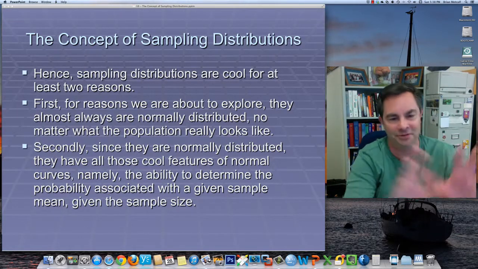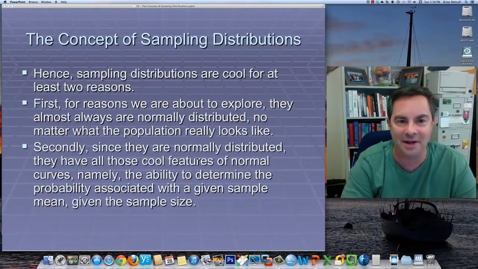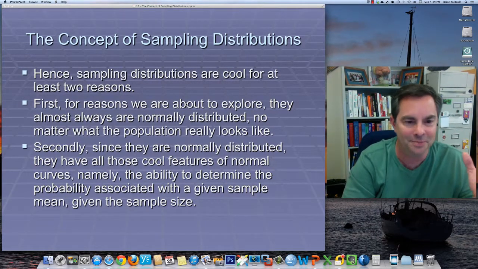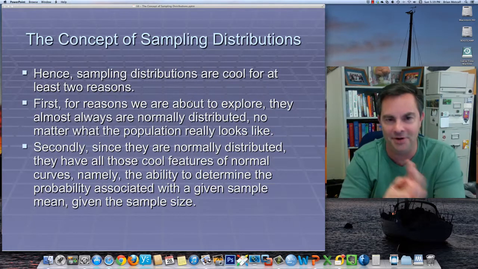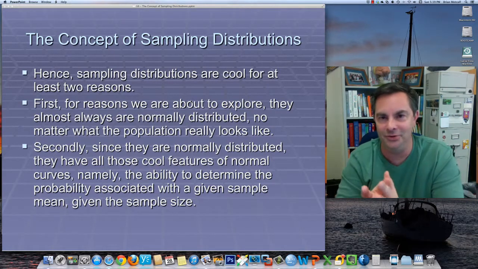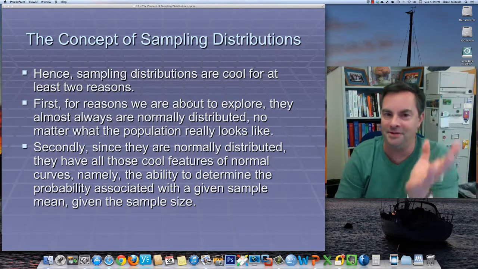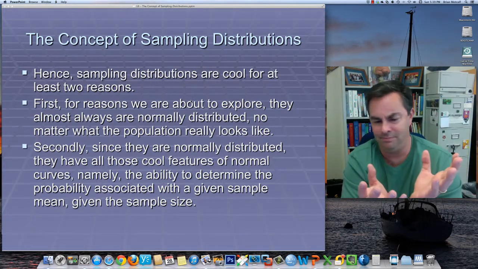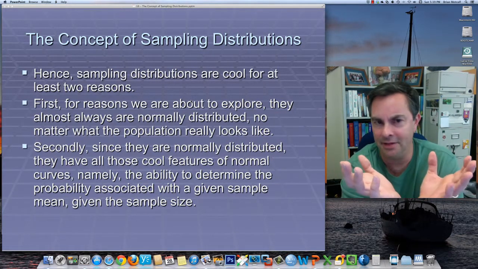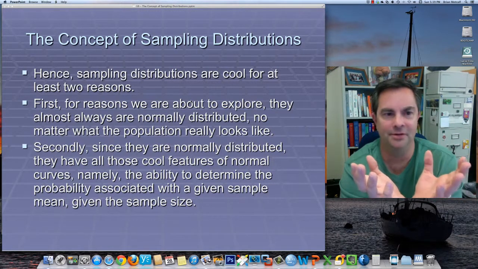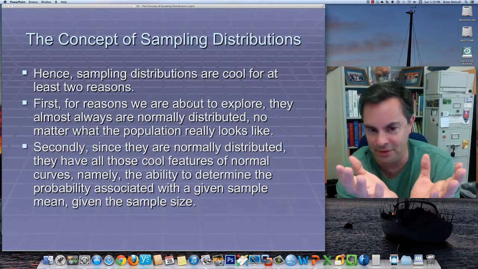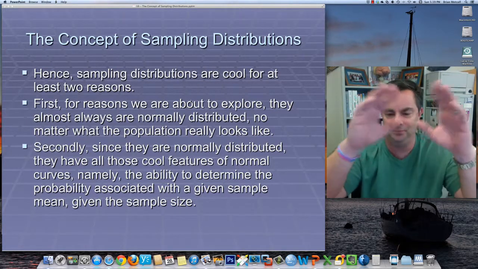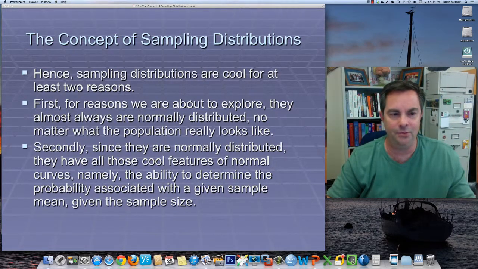Let me first say what's cool about these sampling distributions. They're cool for two reasons, as we're about to explore. This is part one of part two. To do this inferential stuff, we need the concept of sampling distributions together with a slightly more complicated thing called the Central Limit Theorem. So sampling distributions plus Central Limit Theorem gives us normal curves. No matter what we started with, we'll get a normal curve.